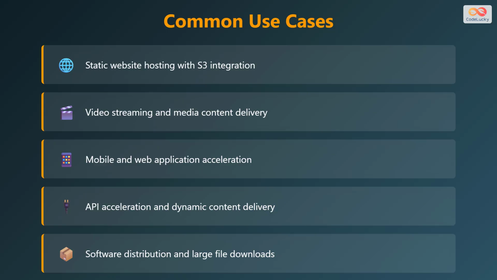CloudFront excels in several common scenarios. It's ideal for static website hosting when integrated with S3, providing fast global access to your site. For video streaming and media content delivery, CloudFront ensures smooth playback with minimal buffering. It accelerates mobile and web applications by caching both static assets and dynamic content. API acceleration is another key use case, reducing latency for your backend services. Finally, CloudFront is perfect for software distribution and large file downloads, enabling users worldwide to download files quickly from nearby edge locations. This concludes our overview of Amazon CloudFront.